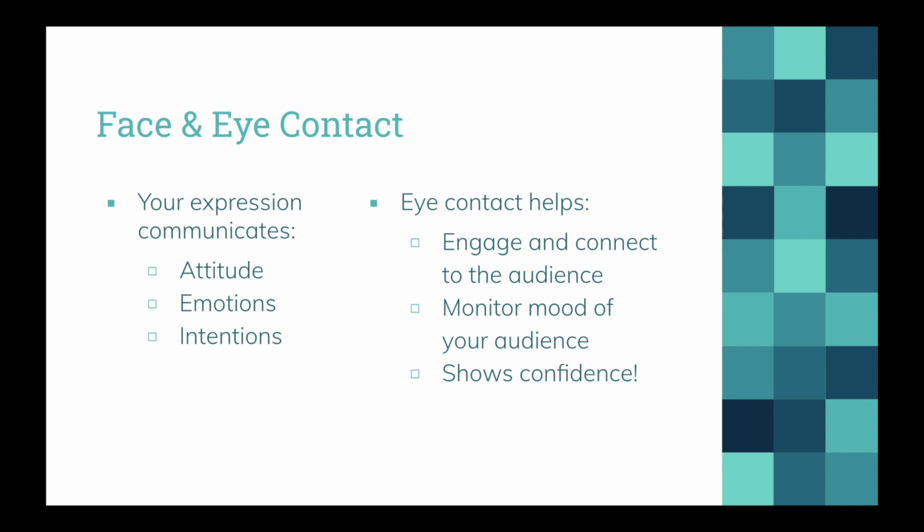Having good eye contact with the audience can help you engage and connect with them, and monitor their mood. Monitoring their mood includes watching the audience to make sure everyone is following along with you, and it can help you pace appropriately. It also shows confidence that you know what you're talking about, and you can look all of the audience members in the eyes.